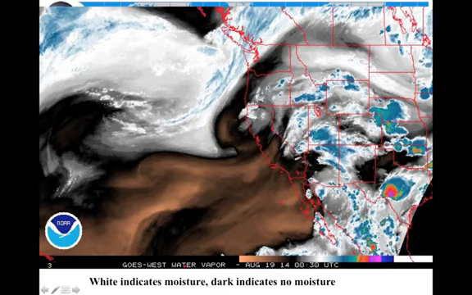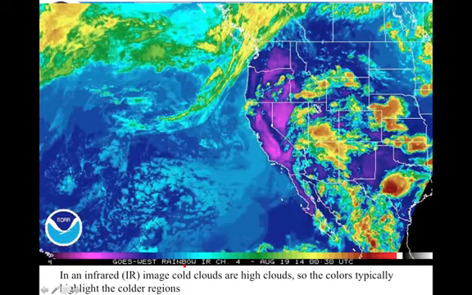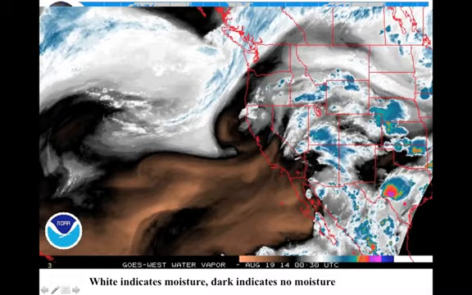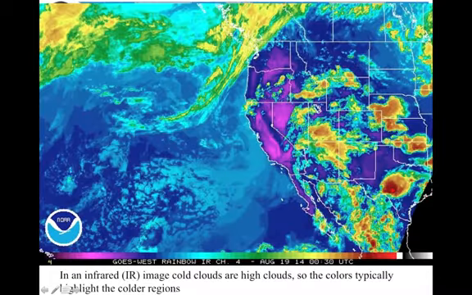This is infrared, so here's your storms over here. Let me go back. So you can see the water vapor here. So notice how this kind of correlates right there.